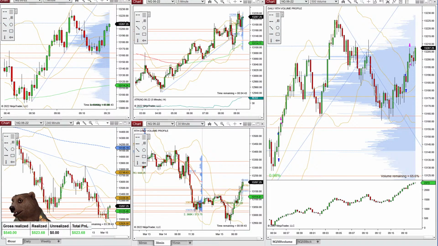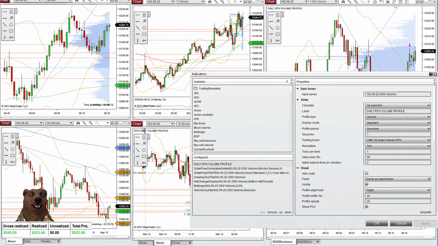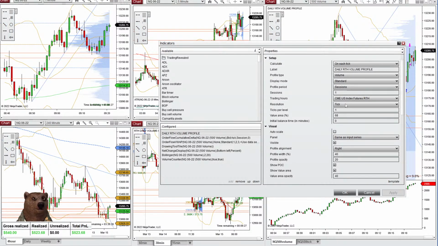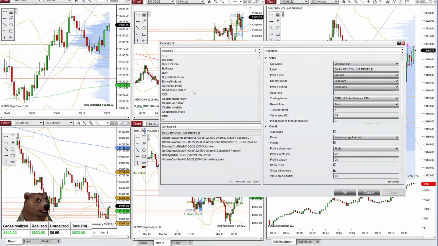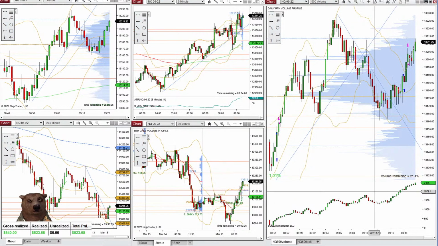What volume profile are you using? This is a regular trading hours volume profile. I can show you the setup right here, if that makes any sense to you. I don't know. The actual indicator is the order flow volume profile on NinjaTrader 8, and that comes with the lifetime license of NinjaTrader. Just take that off.